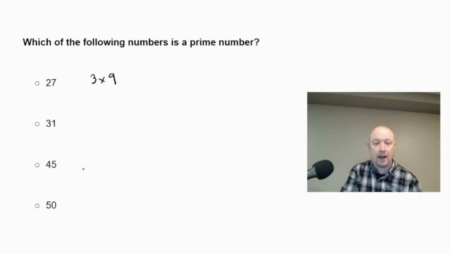If we look at 45, any number that ends in 5 is divisible by 5, so we know that 45 is not a prime number because 9 times 5 is equal to 45. 50 ends in 0. Any number that ends in 0 is divisible by 10, so if we had 5 times 10, we would have 50. So the only number on here that would be a prime number would be the 31. So only factors are 1 and itself.